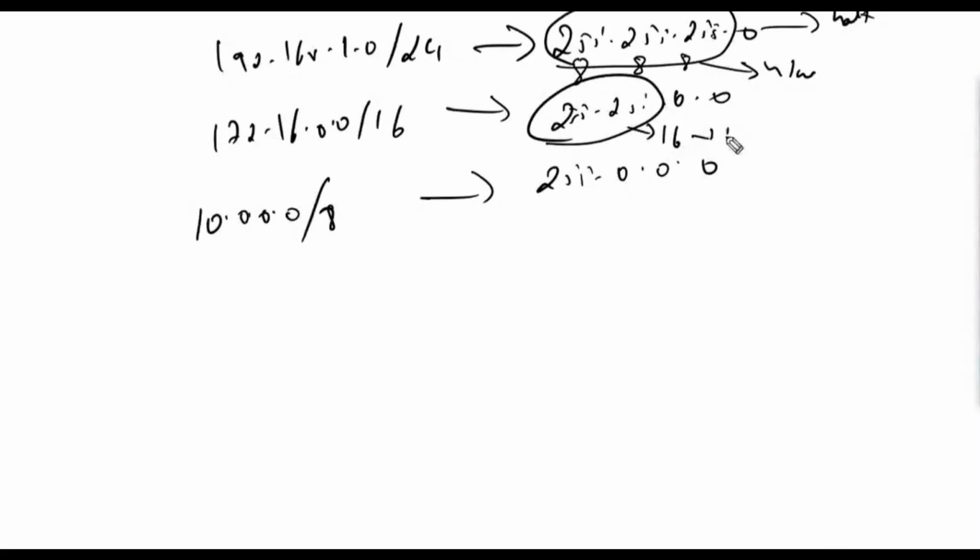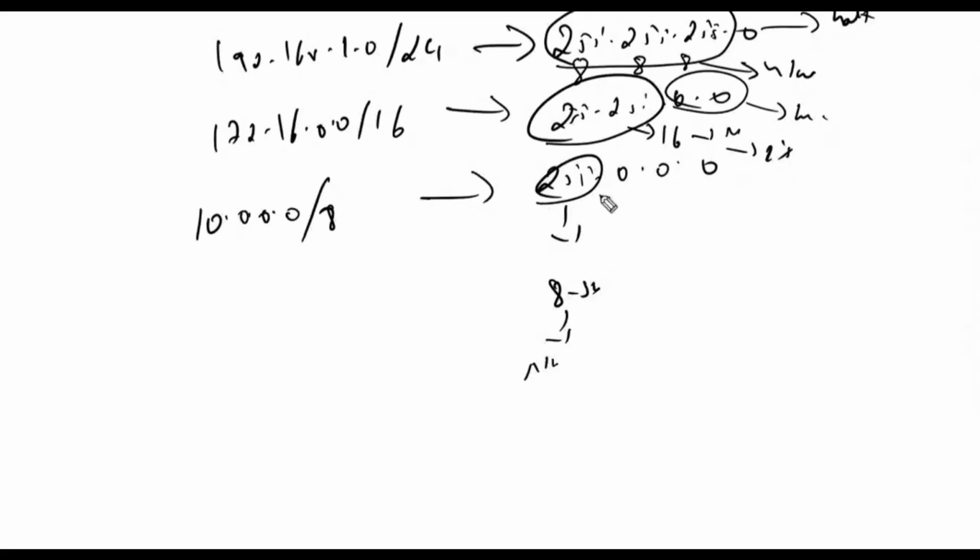16 bits is my network portion and the remaining are host portion. So 16 ones I can call as network. Right? And here, 8 bits are my network portion. Remaining 24 bits are my host portion.